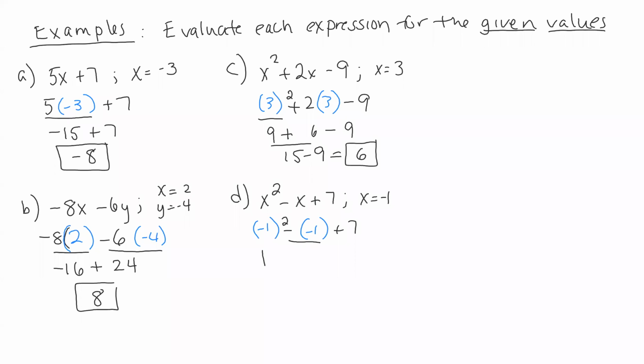Next, we have -1 times -1 again, which is +1. And then we have +7. And now I have just all addition, so I work from left to right. 1 plus 1 is 2, plus 7 is 9. So just watch out when you're replacing variables with negatives, especially if you have exponents. All right, let's look at one or two more examples.